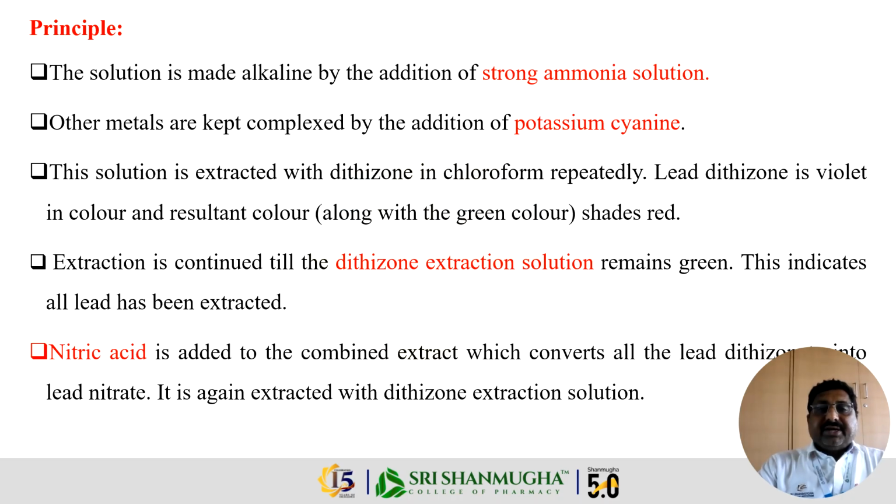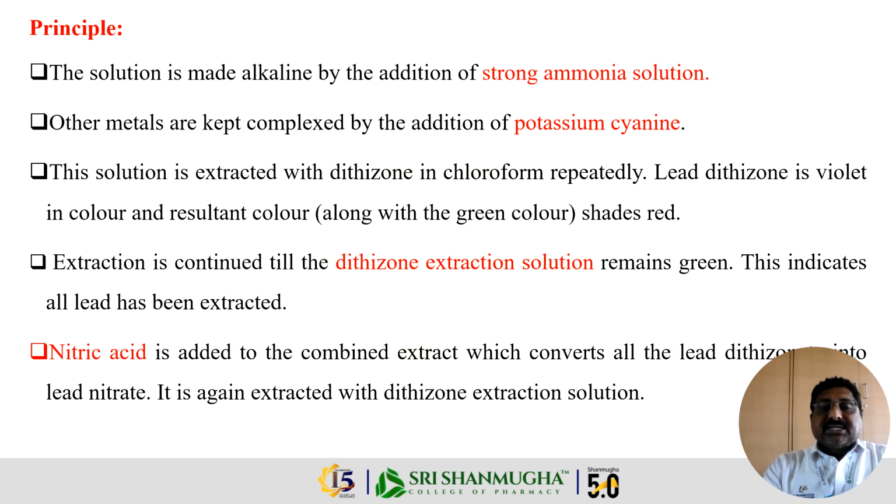After removing interference, the solution is made alkaline using ammonia solution. Potassium cyanide is added to keep other metals in complex form. Then dithizone solution in chloroform is added. When the mixture is shaken, lead reacts with the dithizone and moves into the chloroform layer. The chloroform layer becomes violet or red.